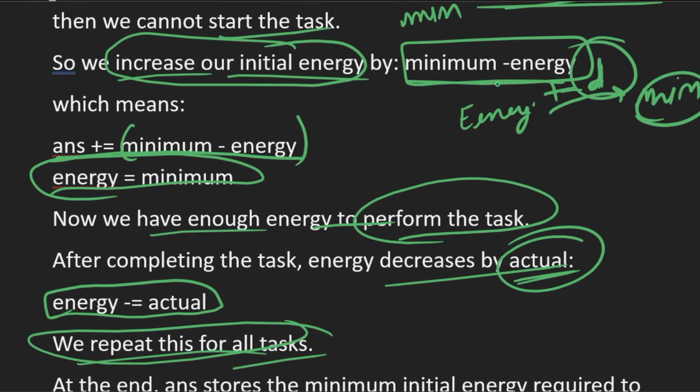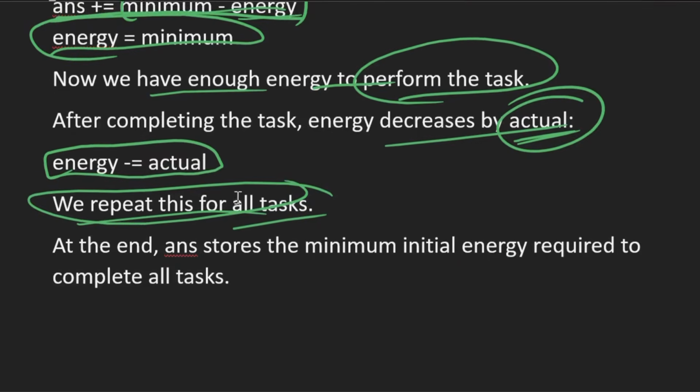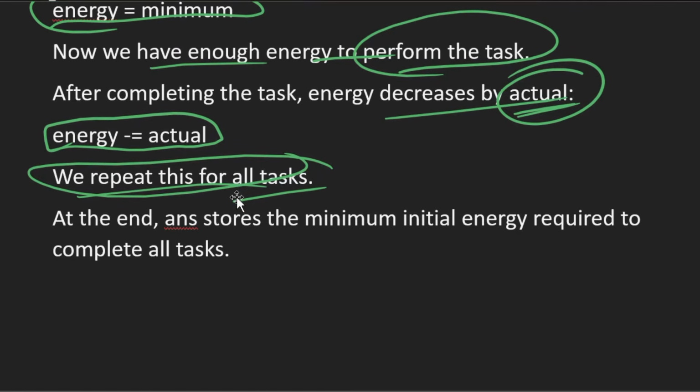if our energy is less than the minimum of the current task, then we increase our energy by minimum minus energy and add that particular energy to the answer. And once our energy becomes equal to the minimum energy that we require, then we complete the task, and our energy will be decreased by actual, right? And once we process all the tasks, then answer will store the minimum initial energy that we require. So we return our answer.